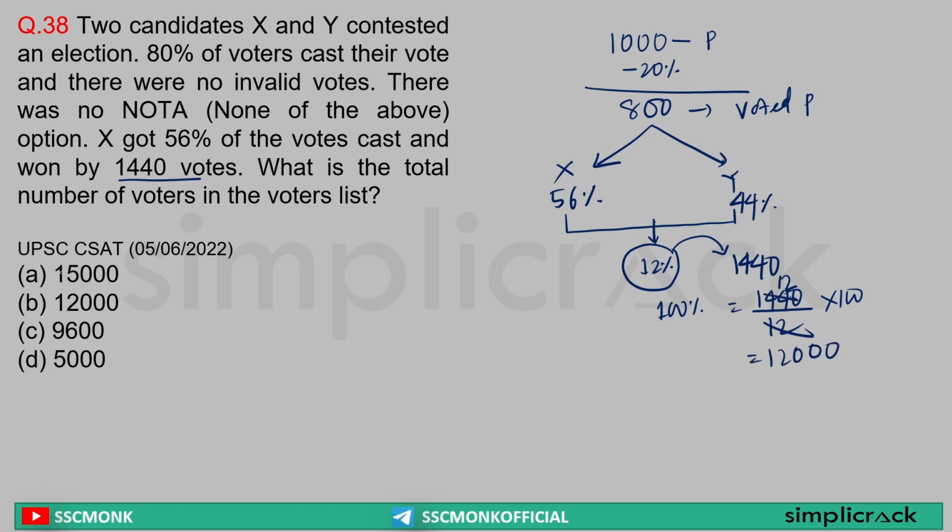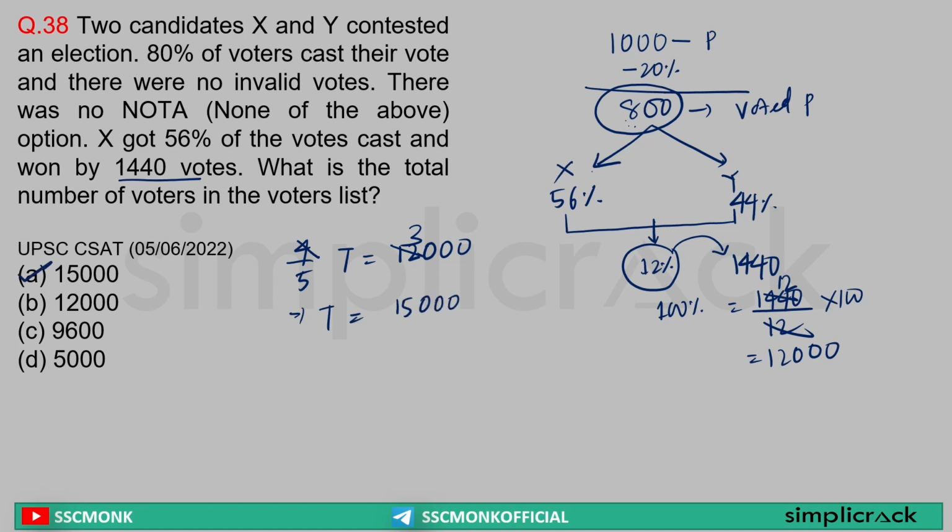Now you can't take 12,000 over here as the total number of voters, because this is equal to the voted persons. Here this amount has been distributed among these two, but this is what? 80%. That means 4 by 5 of total voters is equal to 12,000. 4 3s are 12. So total voters is equal to 5 into 3, that is 15,000.